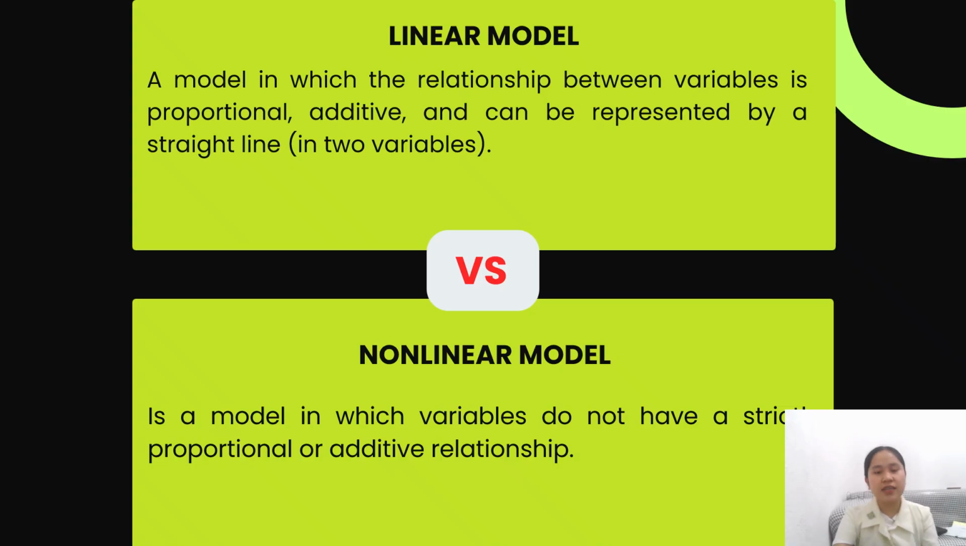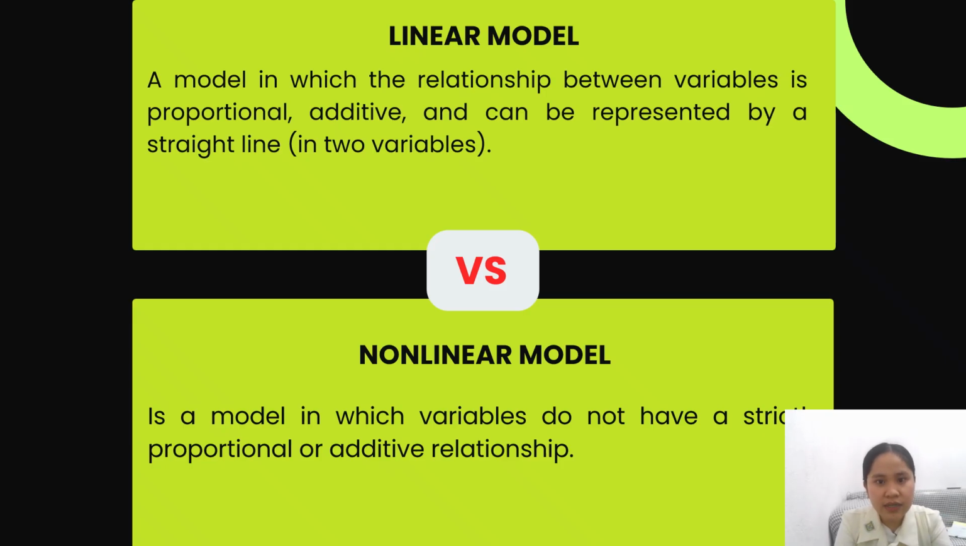So, next model is the linear model and nonlinear model. Lagi naman nating naririnig yung dalawang to. So, a linear model is a model in which the relationship between variables is proportional, additive, and can be represented by a straight line. Remember, when it comes to a linear model or linear function, straight line lang siya. Yung linear model has a relationship between variables that is proportional and additive. When one variable changes, the other changes in a constant and predictable way.